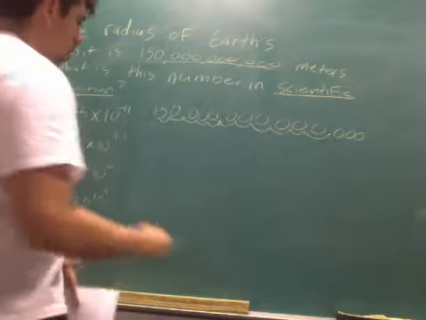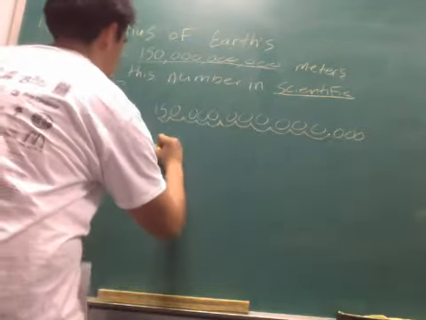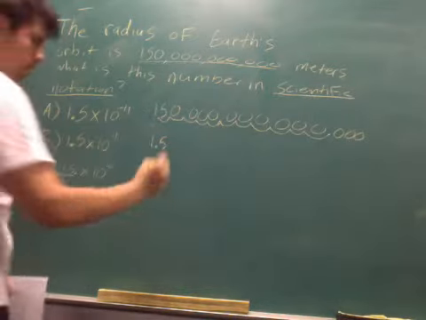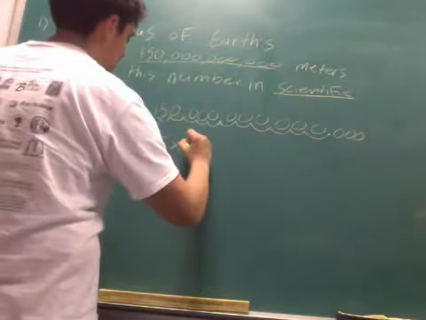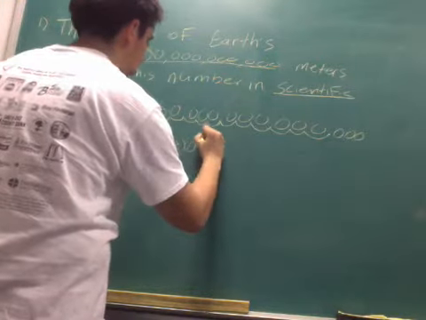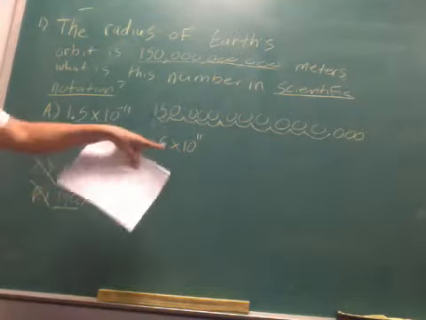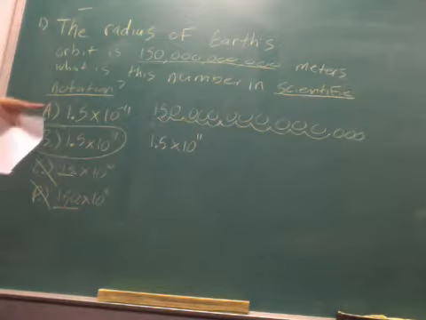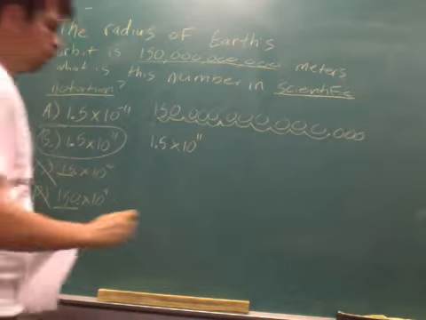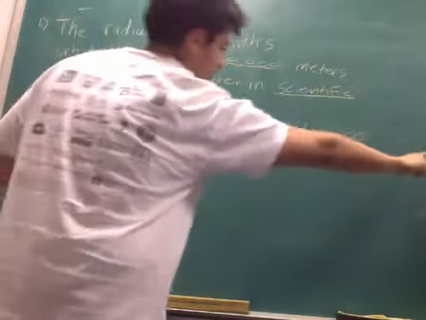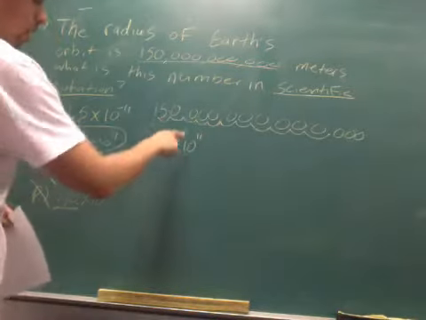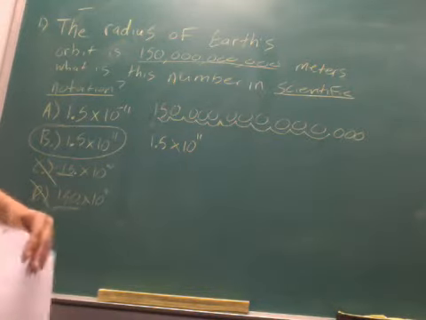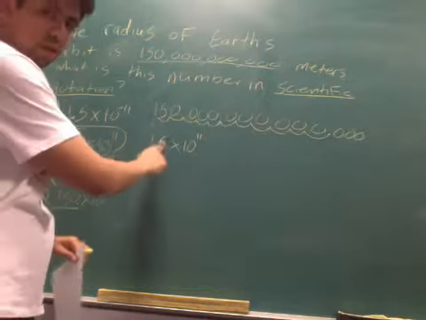So, this number in scientific notation would be 1.5, because we move the decimal place right there. 11 times means we're going to have times 10 to the 11th. So the answer is that one. When we move the decimal place in that direction, we get a negative exponent. I'll save that for another example though. Okay, you should do this on a piece of paper.